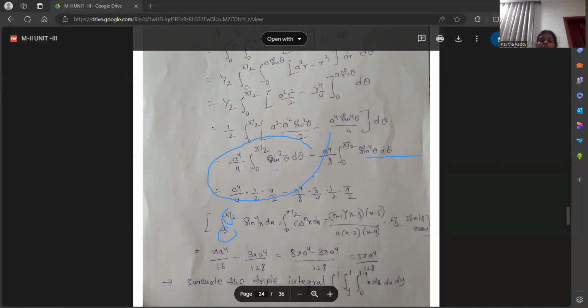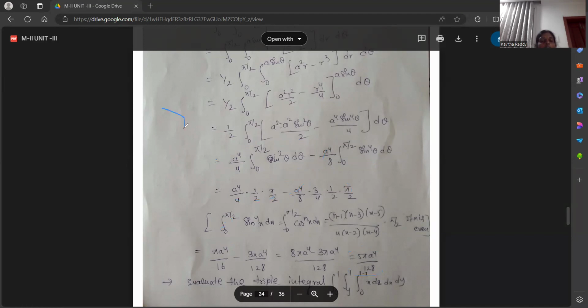So based on this formula, apply this formula and you'll get a power 4 by 4, 1 by 2 into pi by 2 minus a power 4 by 8, 3 by 4 into 1 by 2 into pi by 2 is the answer. Then at last, the answer for this is 5 a power 4 by 128. This is the answer for this problem. This problem is based on polar coordinates.